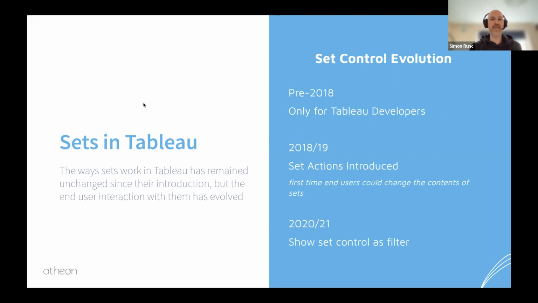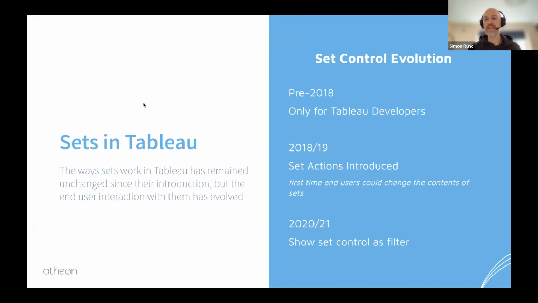Now, the way sets have worked in Tableau, under the bonnet, hasn't really changed. They've always worked exactly the same way. I assume they've been there since the start. They have certainly since the 9 years I've been using Tableau. But what has gradually changed is how we can expose the control of sets, or how you add or remove elements from sets, over the years.